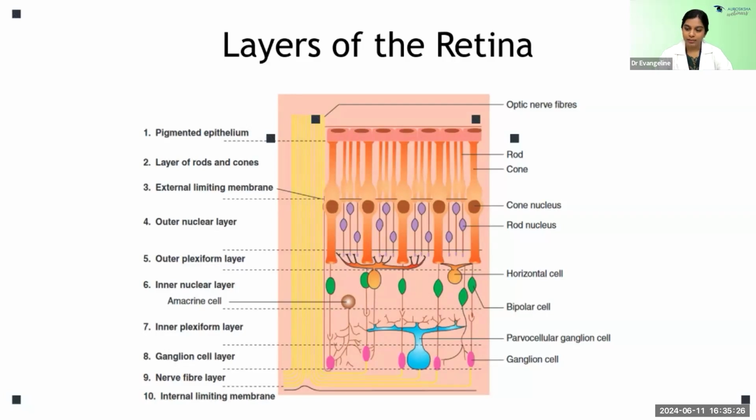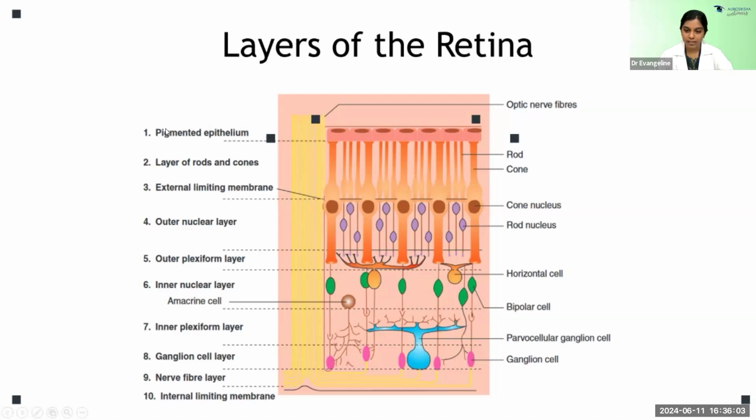As you all know, the retina consists of 10 layers. Let's revise these layers once more. Let's start from the outer to the inner. We have the pigment epithelium, the layer of rods and cones, the external limiting membrane, the outer nuclear layer, the outer plexiform layer, the inner nuclear layer, inner plexiform layer, the ganglion cell layer, nerve fiber layer, and the inner limiting membrane.